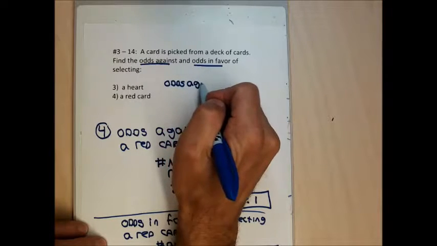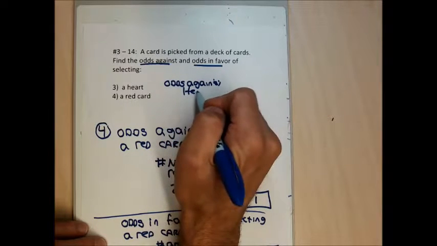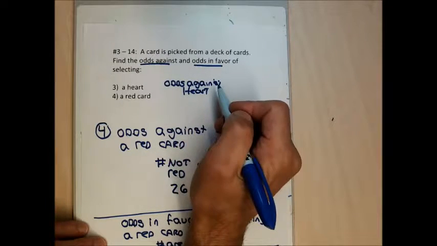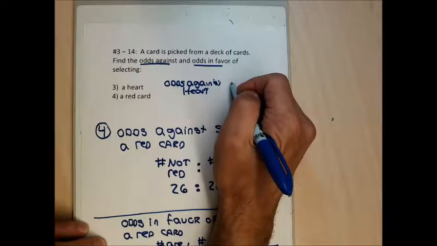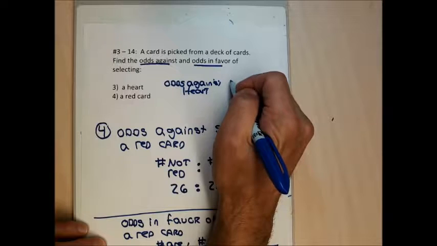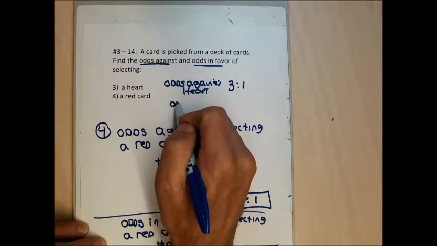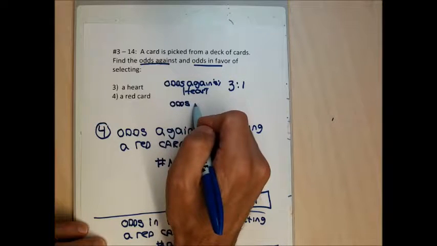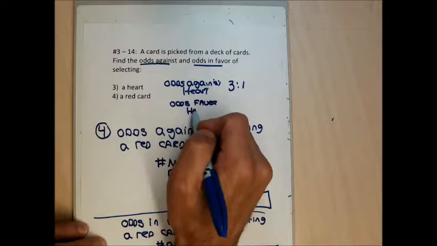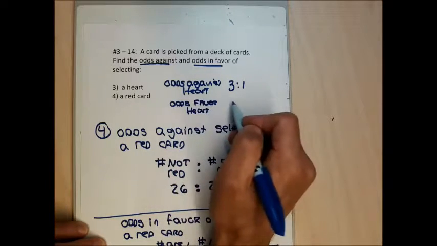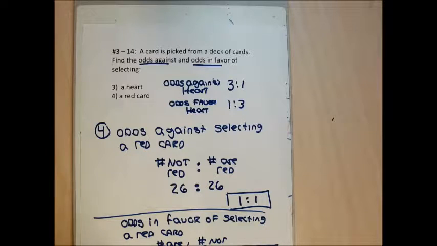When you go to do your problem 3, for the odds against selecting a heart, you're going to have 39 to 13, which is going to reduce to 3 to 1. And when you go to do your odds in favor of selecting a heart, always odds against and odds in favor are just the flips of each other, so you're going to get 1 to 3.